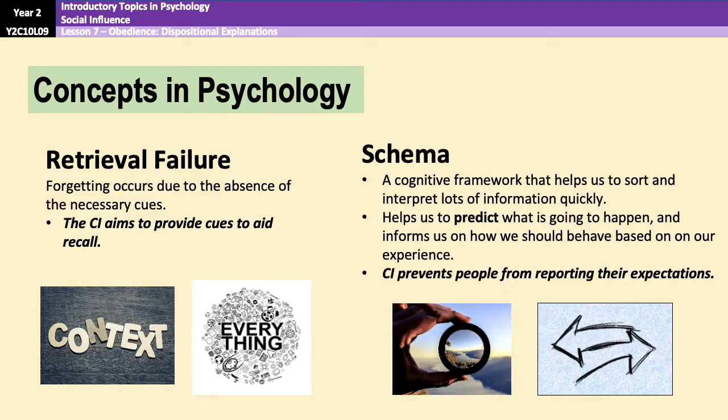Now obviously that is going to be a problem for eyewitness testimony because people could start reporting their expectations rather than what they actually saw, which means that their reports aren't going to be accurate. Okay, so the cognitive interview, particularly the change of perspective and the reverse the order elements, are designed to stop people from reporting their expectations, but rather make them think about what actually happened by making them tell the story in reverse or from somebody else's perspective.